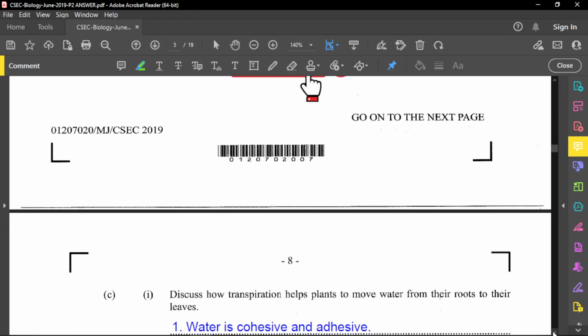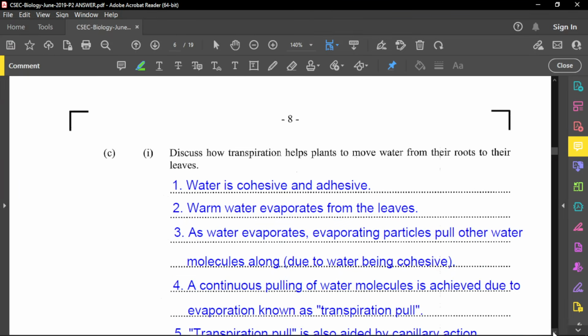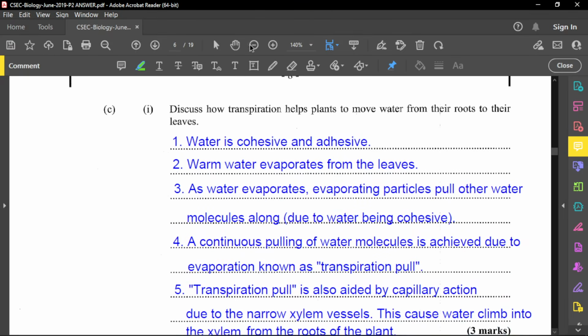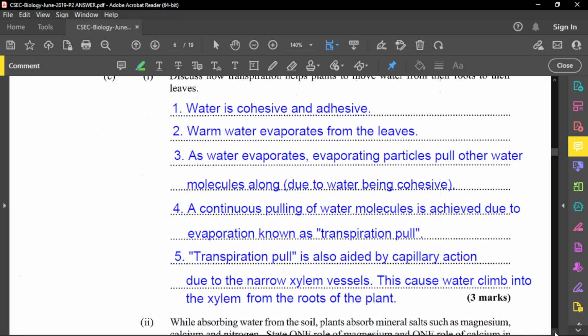So there are a number of reasons you can put on this section, but again, they must make sound sense. They must be solid in terms of scientific knowledge or concepts. Now for part C, and part C1 is to discuss how transpiration helps plants to move water from their roots to their leaves. And so there are a number of events that actually take place here to make water move from the roots into the leaves.